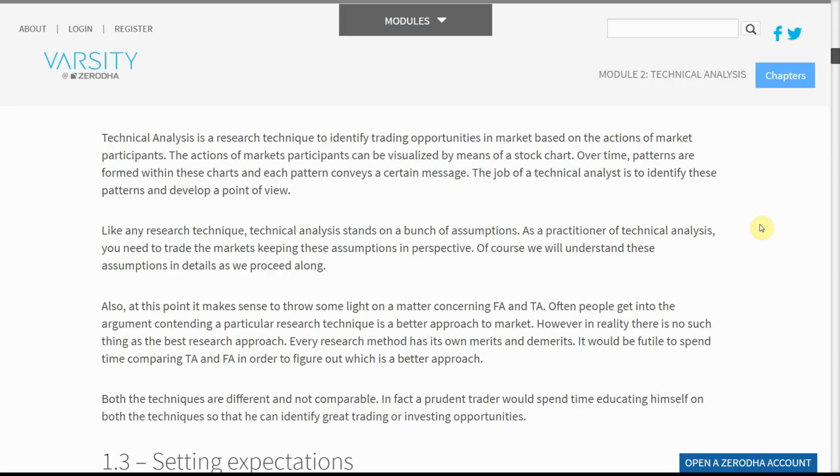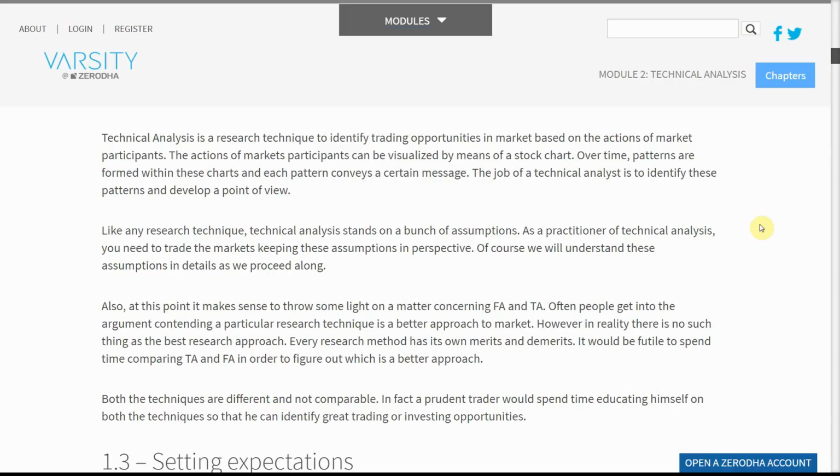Also, at this point it makes sense to throw some light on a matter concerning FA and TA. Often people get into the argument contending a particular research technique is a better approach to the market. However, in reality there is no such thing as the best research approach. Every research method has its own merits and demerits.